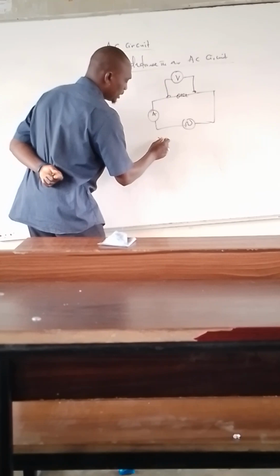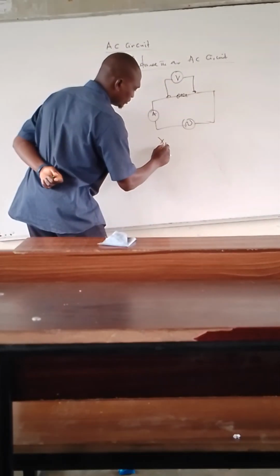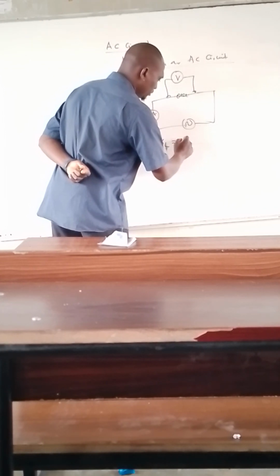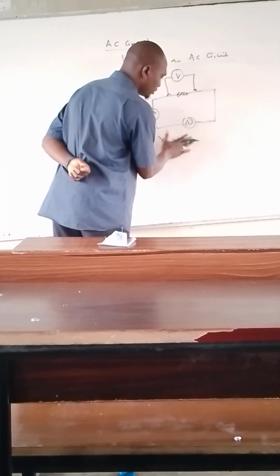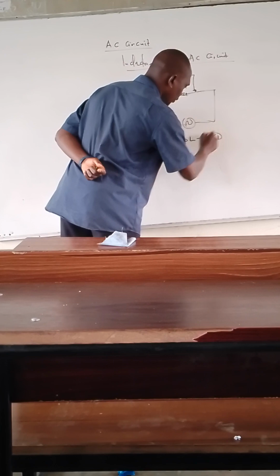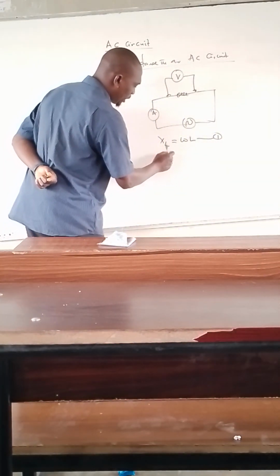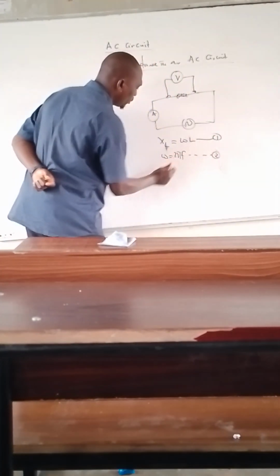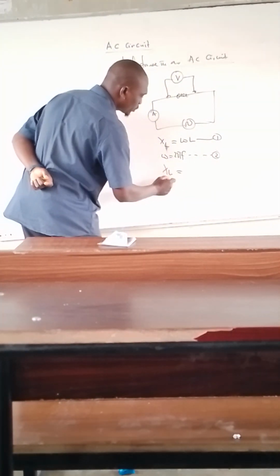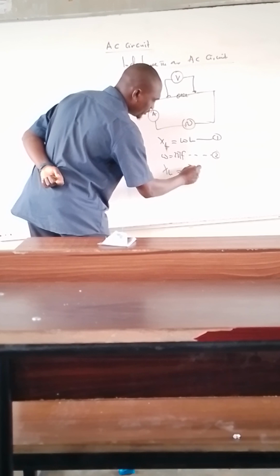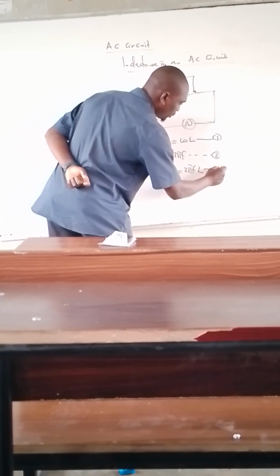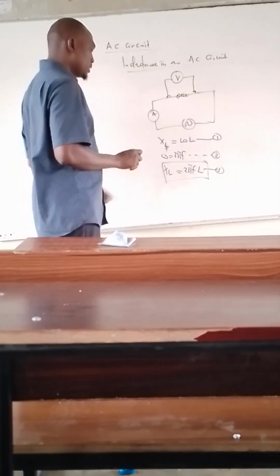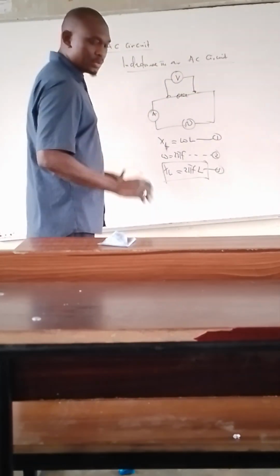The formula is XL. XL is equal to omega L. We call it equation 1. Then omega is equal to 2 pi F. We call it equation 2. Substituting, we have XL is equal to 2 pi F L, equation 3. This is the formula we use to calculate inductive reactance in an AC circuit.